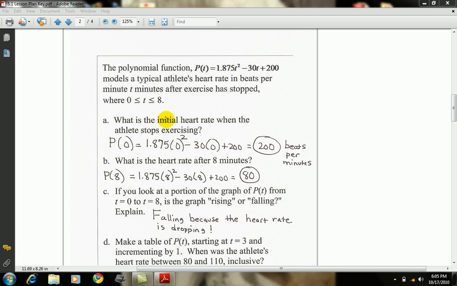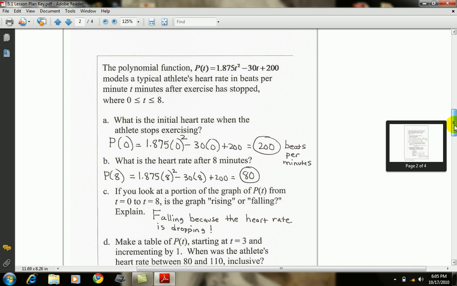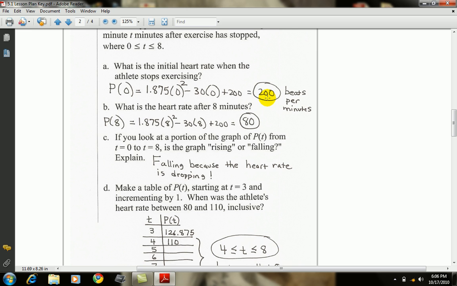Well, what does the word initial mean? If I told you we were in the initial part of an experiment, that would mean time 0. So that key word is telling you to put a 0 in for t. So we're finding P of 0, which to be honest is very easy because anything that has a t in it's going to drop out, leaving me with 200. So by finding P of 0, 200 beats per minute is what the athlete's heart rate is as soon as they stop exercising. You wouldn't want somebody's heart to be beating at 200 beats per minute if they were at rest. Something wouldn't be right there.